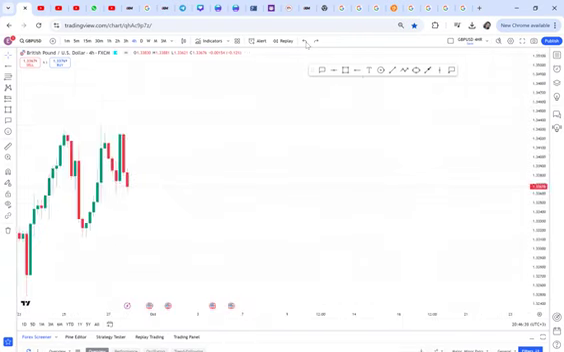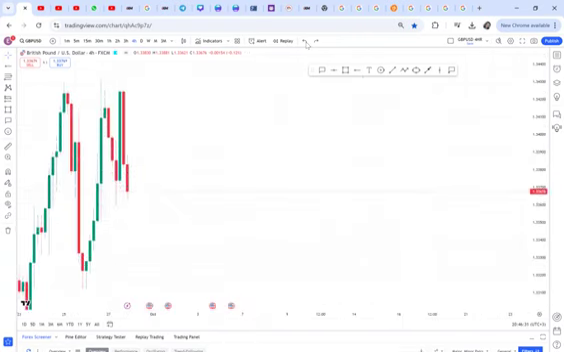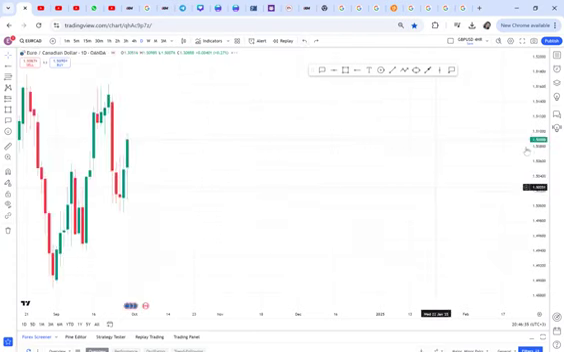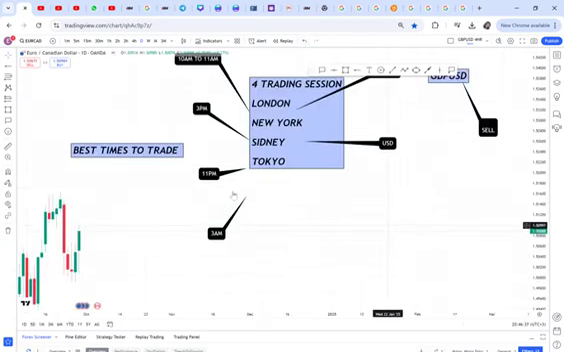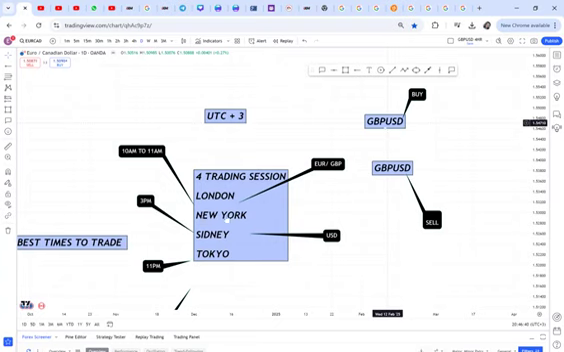For GBP USD, you can see at the London session, the pound is very strong, but when we come to New York session, the pound becomes weak and the USD starts to take the power.